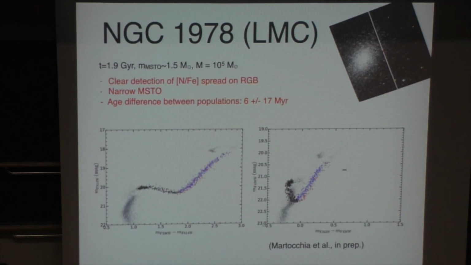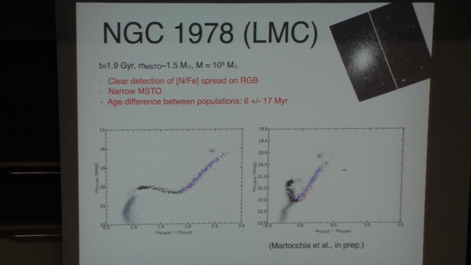And so the last cluster that has been observed is NGC 1978, one of the most massive intermediate age clusters in the LMC, with an age of 1.9 gigayears, just slightly older than the 2 others that you saw before. And here you see, first of all, the extended main sequence turn-off has gone. It's very narrow here, the main sequence turn-off, and you can actually use that to constrain the age spread within the cluster, which turns out to be very small, basically unmeasurable within the errors, but no more than 10 million years or so.